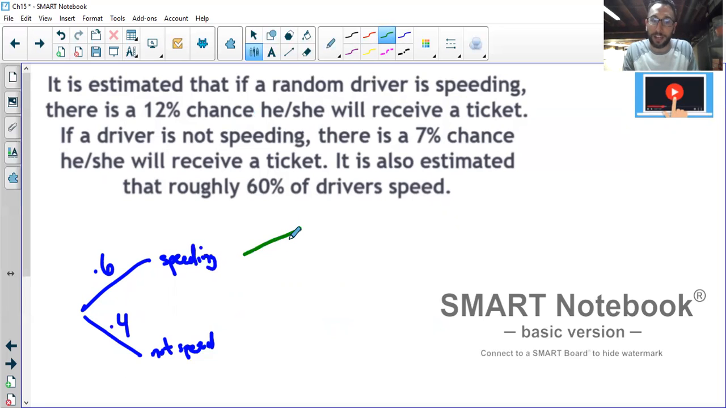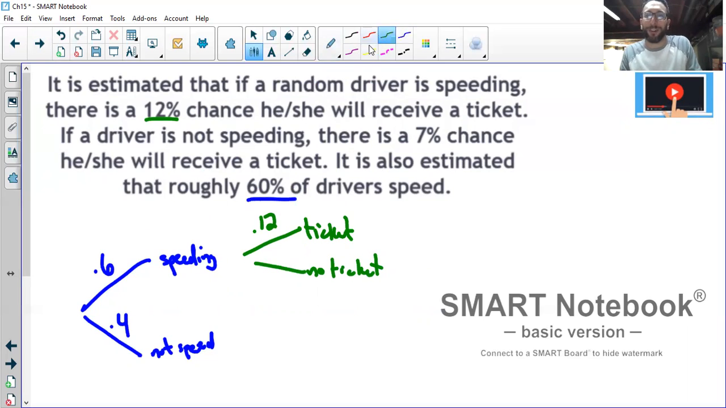After a person's speeding or not, now we want to think about, did they get a ticket or not? Similarly, where these two green branches split, these two numbers should sum to 1. We know if you're speeding, there's a 12% chance that you're going to receive a ticket. So of all the speeders, 12% got a ticket, which of course means 88% did not. Again, just subtract from 1, these have to sum to 1.